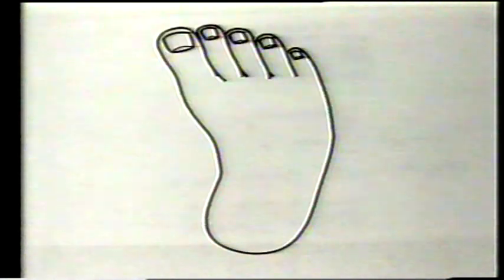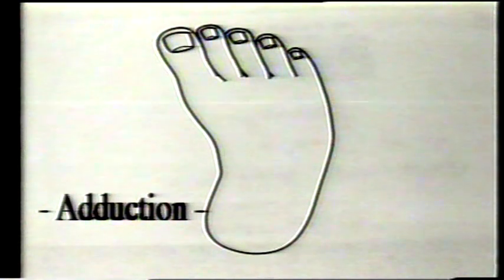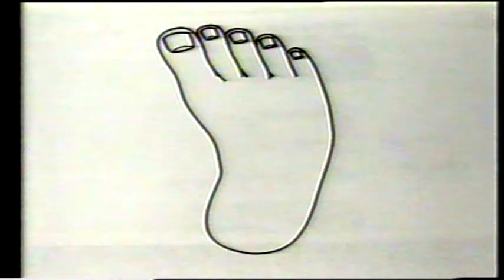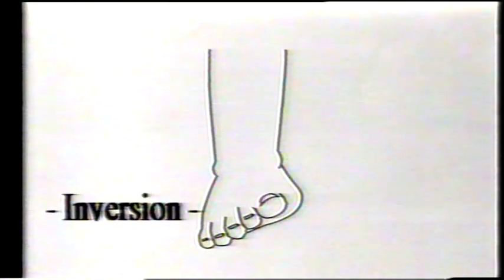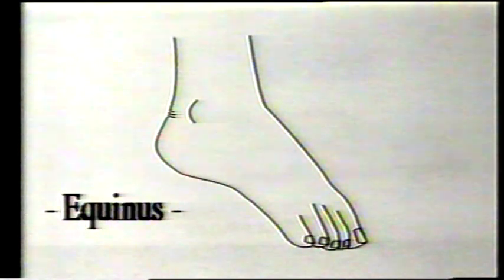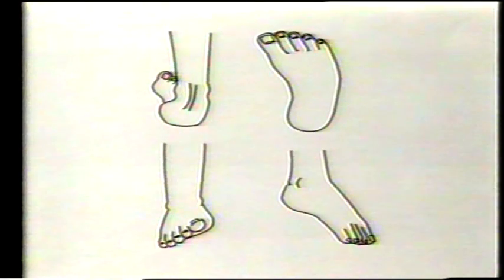Most of the time, the foot is deformed in varus. The heel bone is turned inwards. Adduction, the foot axis deviates inwards. Inversion, the foot twists inwards. Equinus, the foot is in a pointed position. For this reason, the foot is termed an Equine-Varus clubfoot.